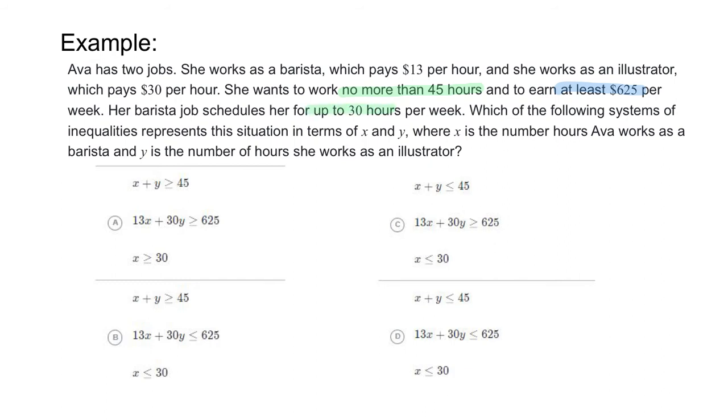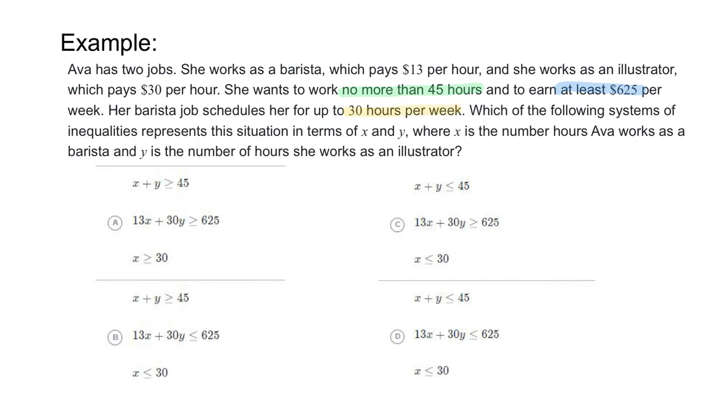So there's another constraint on that. Which of these systems represents the situation in terms of X and Y, where X is the number of hours she works as a barista and Y is the number of hours she works as an illustrator? So looking at this information that is given to us, we're going to have 3 different inequalities because we have 3 different constraints here, which is why we've got all this stuff that's going on here.